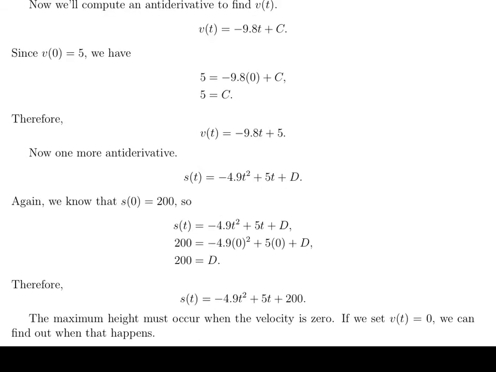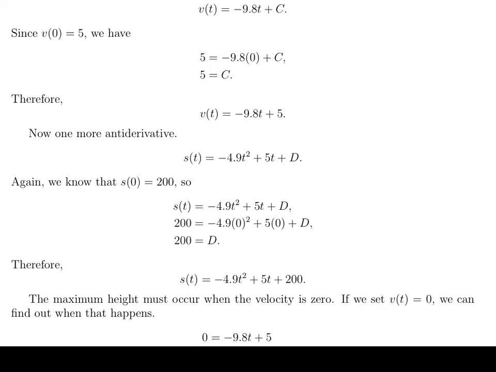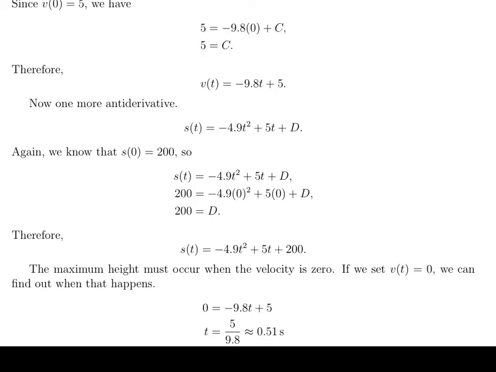So we'll set V of t equal to zero to find out when that happens. So essentially, we set 0 equal to negative 9.8t plus 5, and then we can solve for t. So we get t equals 5 over 9.8, which is a little more than a half a second. So what's going on is we're going up in the elevator. The kid releases the water balloon. The balloon is still going up for a little while, but then it starts falling.